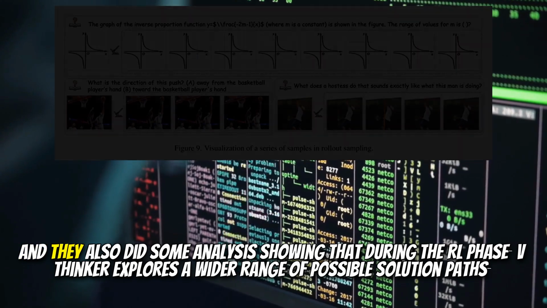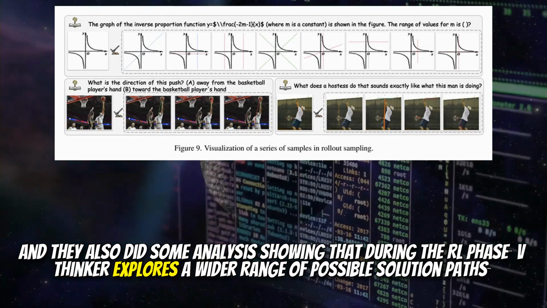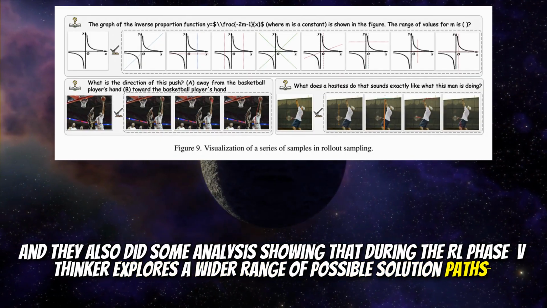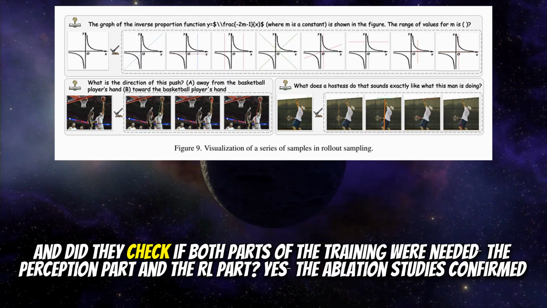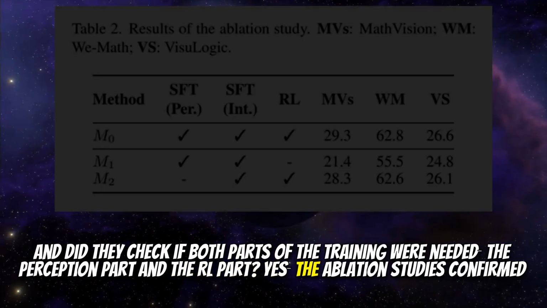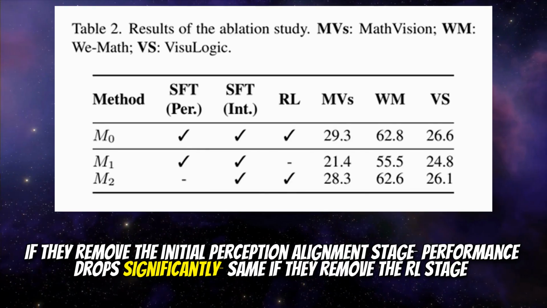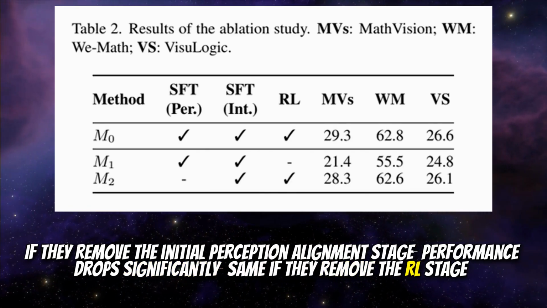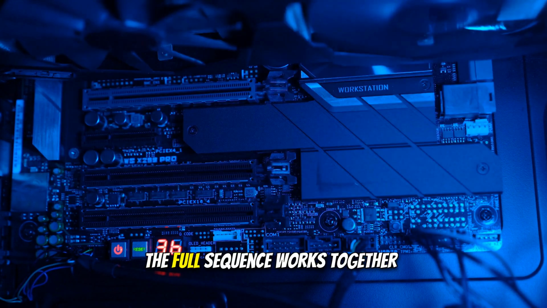But it's interesting. It suggests a different kind of reasoning process is emerging. It does. And they also did some analysis showing that during the RL phase, VThinker explores a wider range of possible solution paths, suggesting it's better at adapting and finding good visual strategies. And did they check if both parts of the training were needed, the perception part and the RL part? Yes, the ablation studies confirmed it. If they remove the initial perception alignment stage, performance drops significantly. Same if they remove the RL stage. It shows that the whole visual progressive training curriculum, perception first, then interactive RL, is necessary to get those big gains. The full sequence works together.